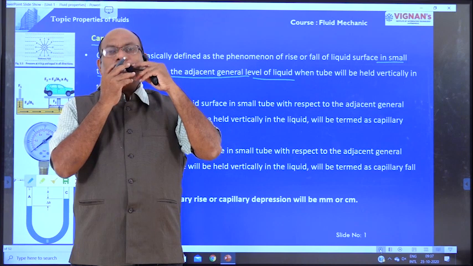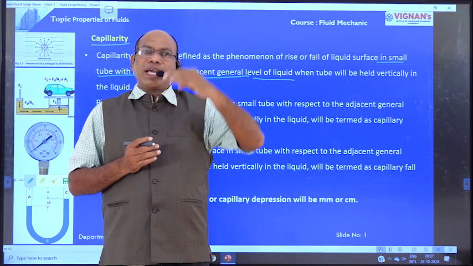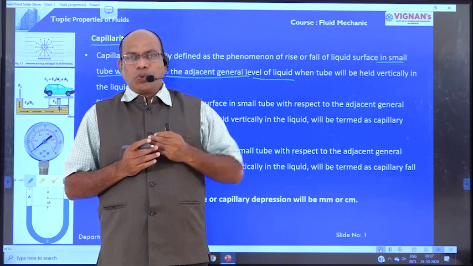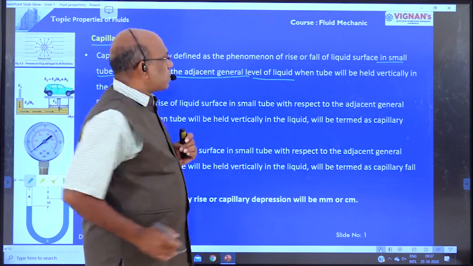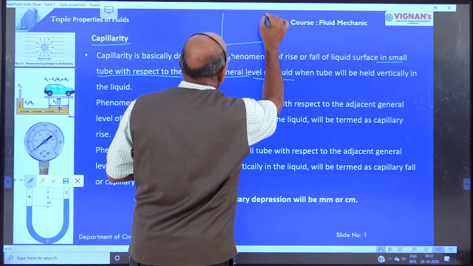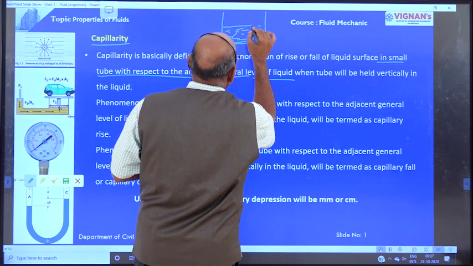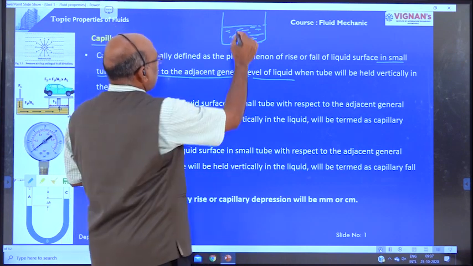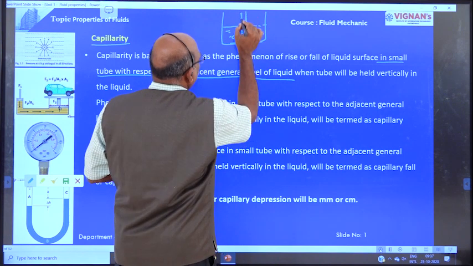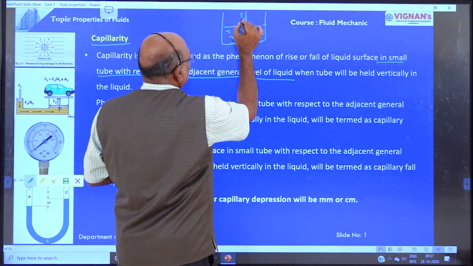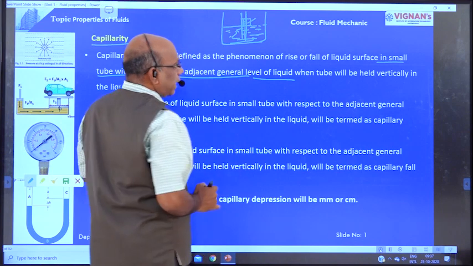Now, what is capillarity? Capillarity is defined as the rise or fall of liquid in the glass tube with respect to the general level of the liquid in the container. Suppose this is one container, the water is filled in this beaker or container. We are going to install one glass tube. The diameter of the glass tube is very, very small. Automatically the water is raised like this. The rise of water in the glass tube is known as capillarity rise.